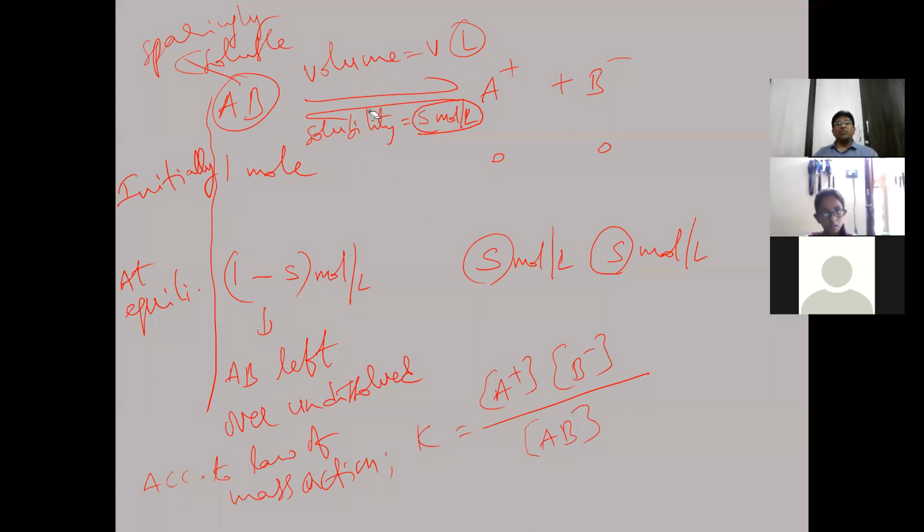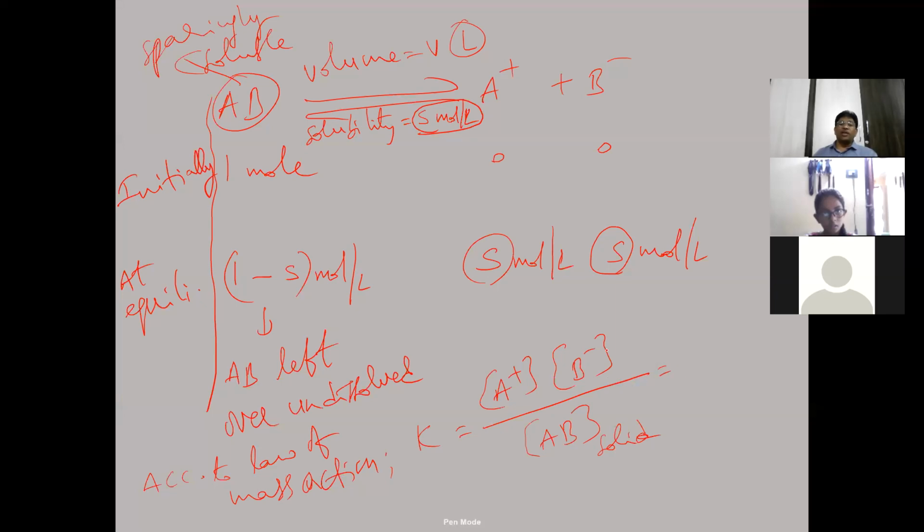So for this equilibrium process, we can write the equilibrium constant K is equal to A plus concentration into B minus concentration by AB concentration. AB is an undissolved solid. The concentration of a solid will be taken as one. That's why in place of AB solid, we take 1. So 1 into K, K only. K is equal to A plus into B minus.